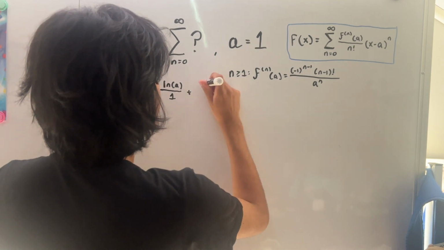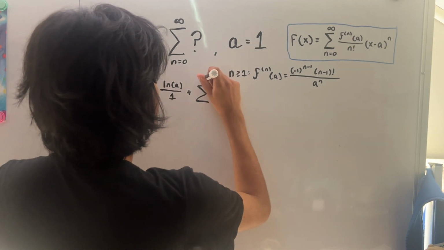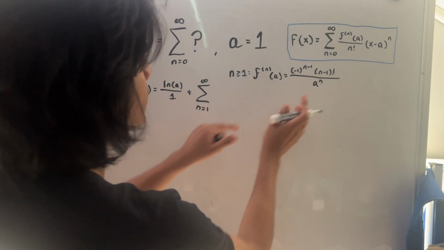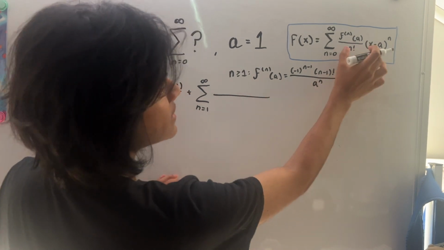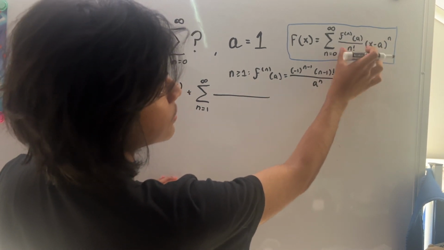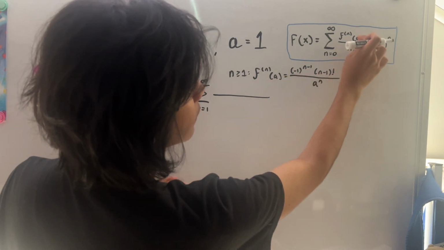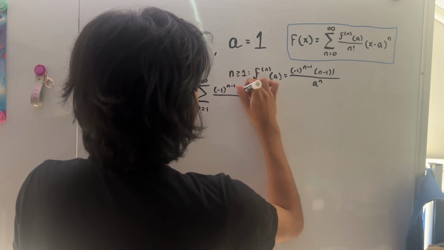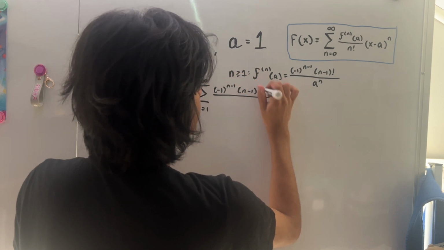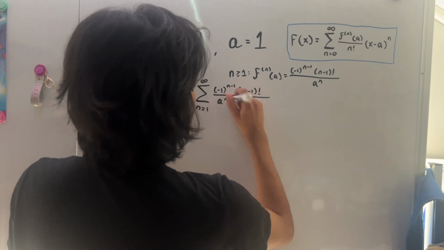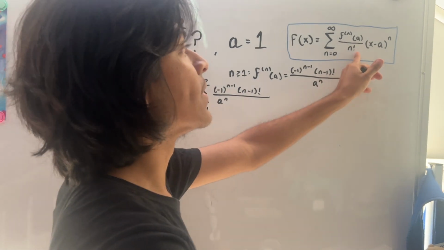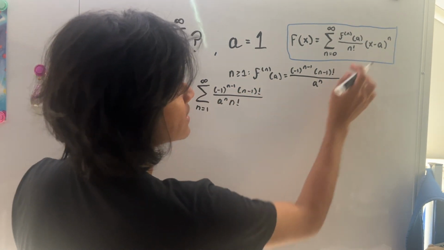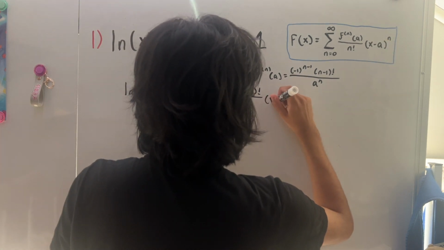So now we can write out the series starting at n is equal to 1. And now we just plug in this part here by the Taylor series equation right here. We could just plug in this part for right here. Then we get negative 1 to the n minus 1 times n minus 1 factorial. And we have the a to the n. Now we also have to write out the rest of the things. So we have an n factorial in the denominator, as well as this x minus a to the power of n.